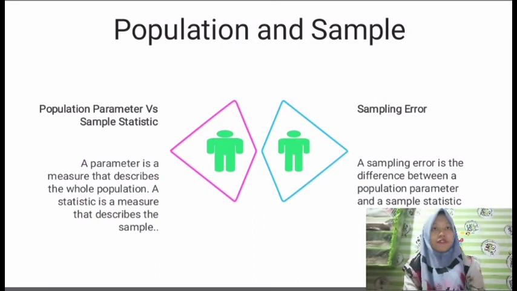Okay, when we collect data from a population or a sample, there are various measurements and numbers we can calculate from the data. Okay, a parameter is a measure that describes the whole population. A statistic is a measure that describes the sample, so we can use estimations or hypothesis testing to estimate how likely it's a sample statistic differs from the population parameter. So for the sampling error, a sampling error is the difference between a population parameter and sample statistic.